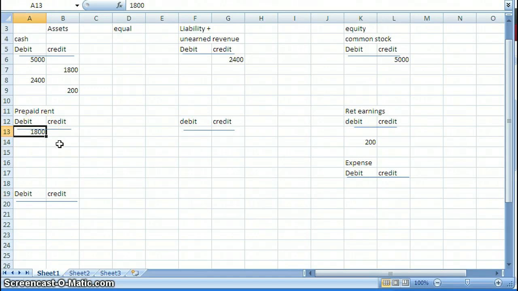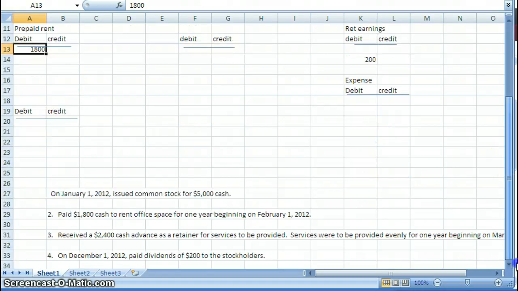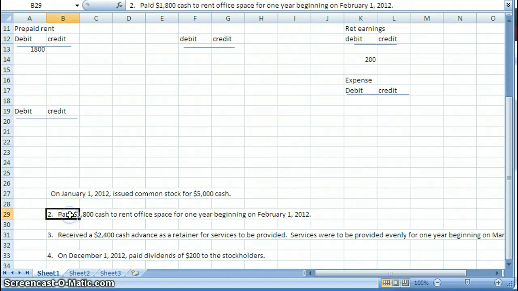Now what we're doing is we're going to close out the books for the year. And as you can see in the problem, it says we paid that on February 1st. So February through the end of December, that should be what, 11 months? February, March, April, things like that. So that's 11 months.